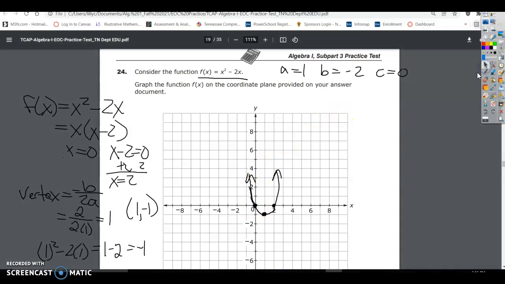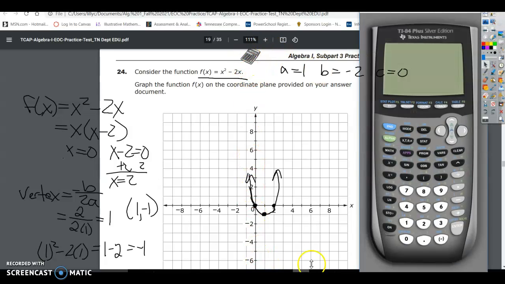Now you can also use your calculator. This is the calculator portion of the test. So you could also use your calculator to find those points if you're not sure. So if you go to hit graph, well, turn it on. All right, so if I hit graph, clear out what's in there, and then type in x squared minus 2x, and I hit graph. We should see something similar to this, and it does look like that.